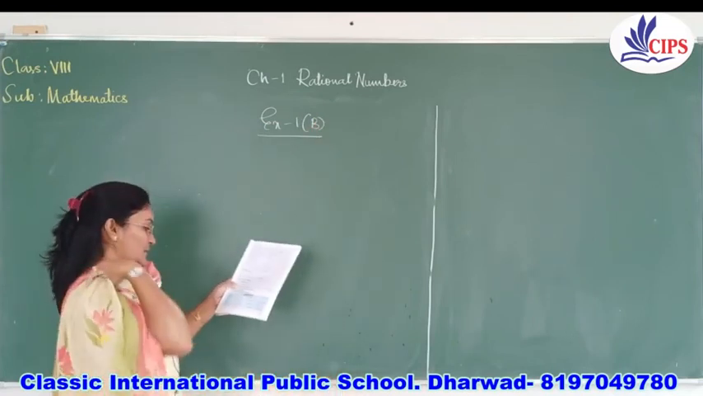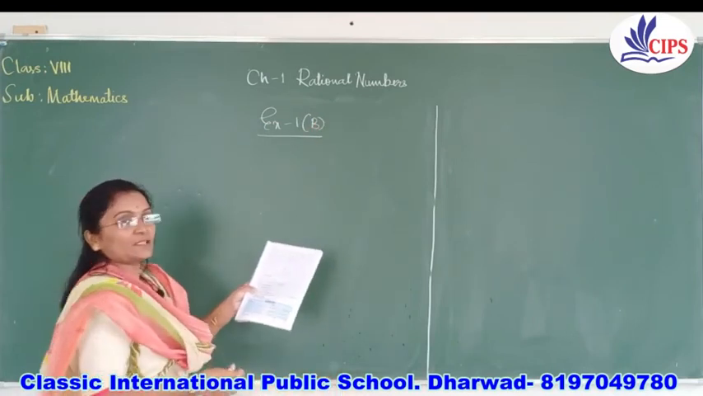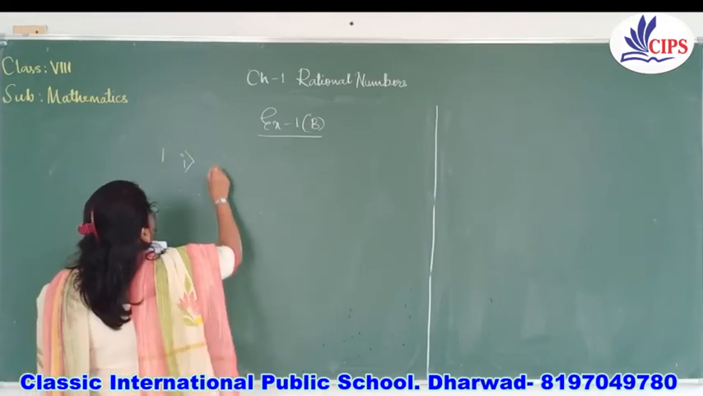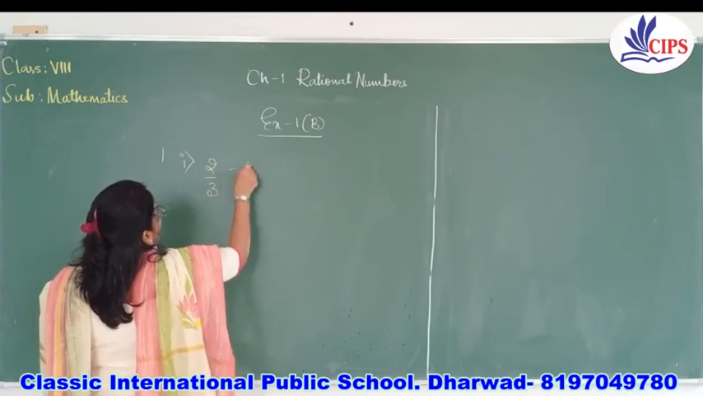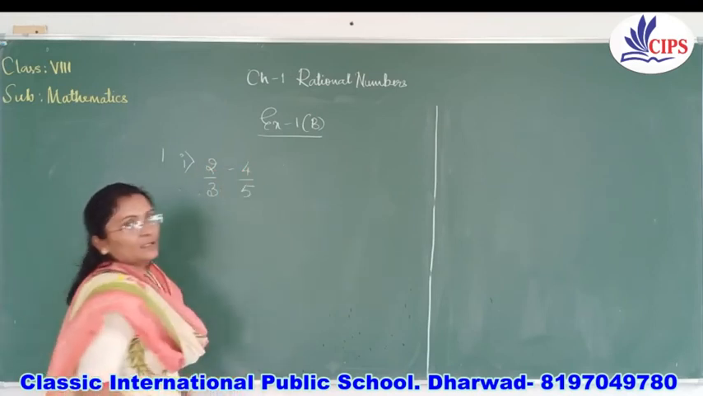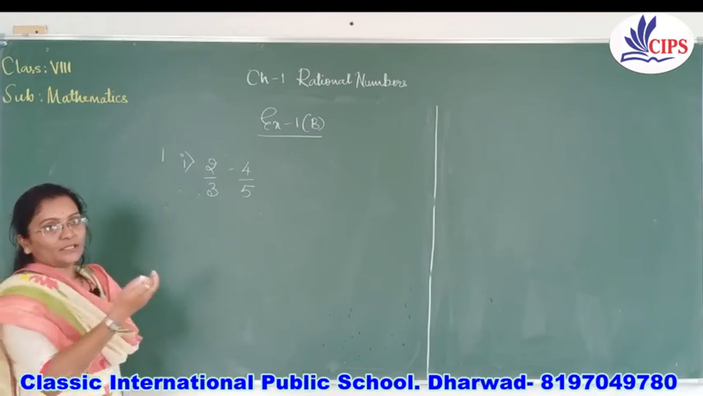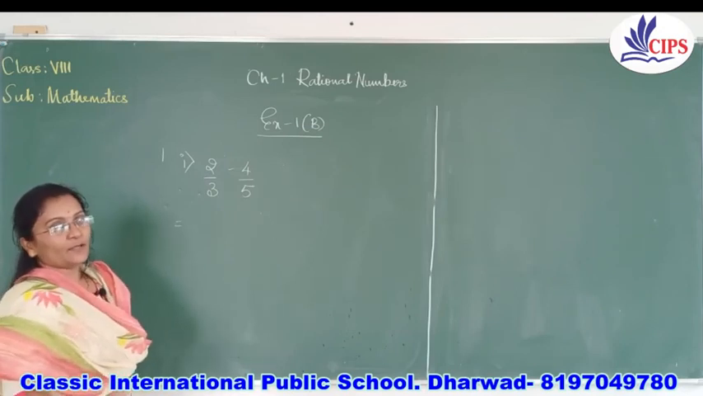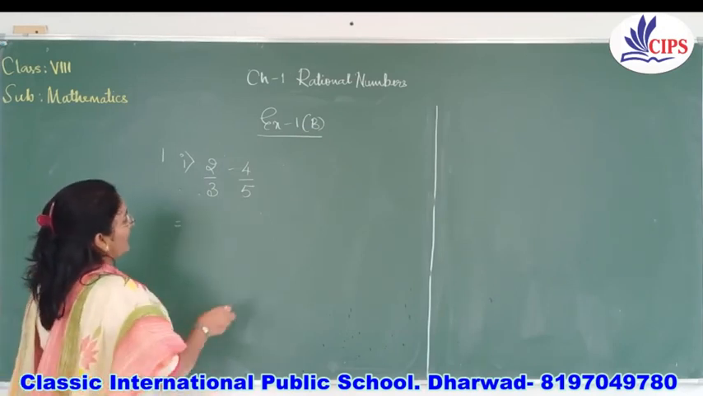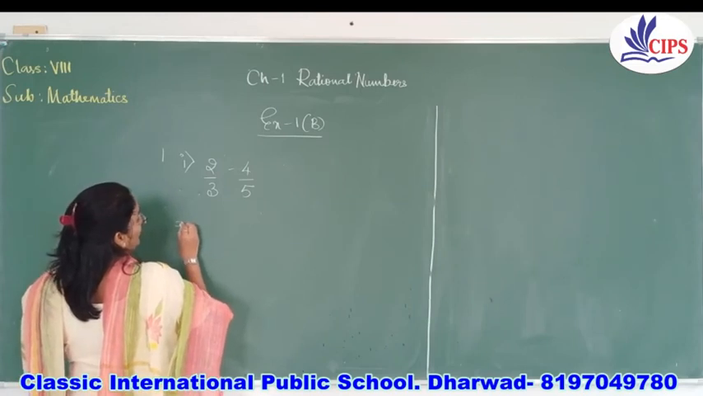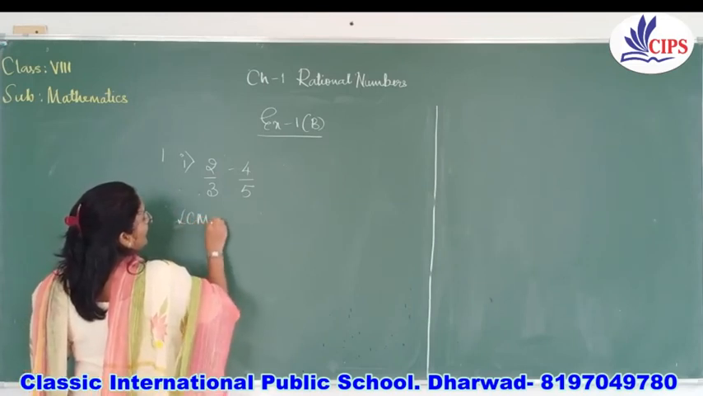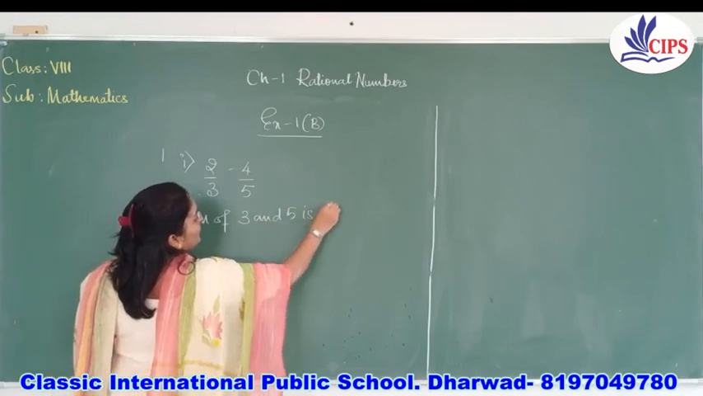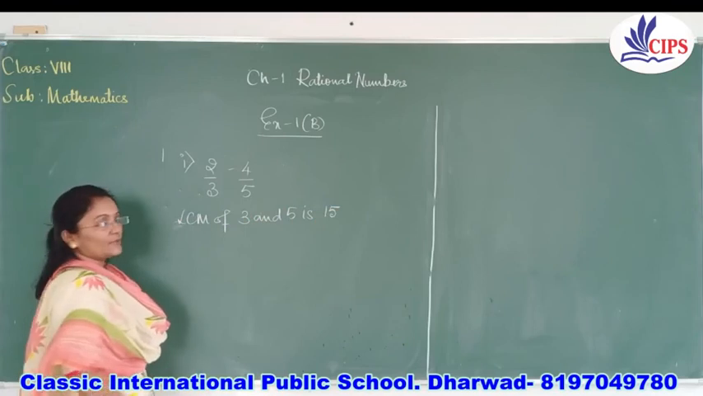The first main has got 6 problems, so we'll start to solve them. First one: 2 by 3 minus 4 by 5. We have already solved the properties, so you know very well how to solve these sums. First we have to take the LCM of 3 and 5. The LCM of 3 and 5 is 15.